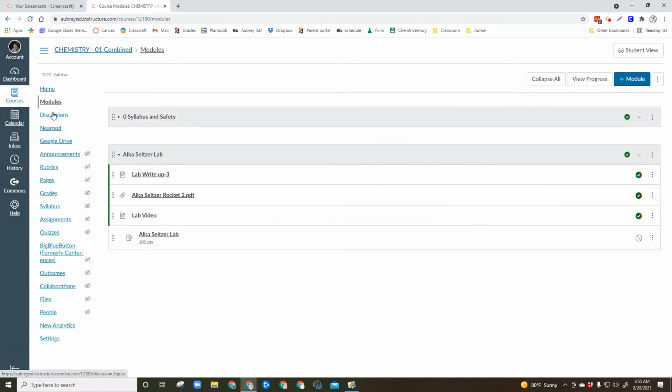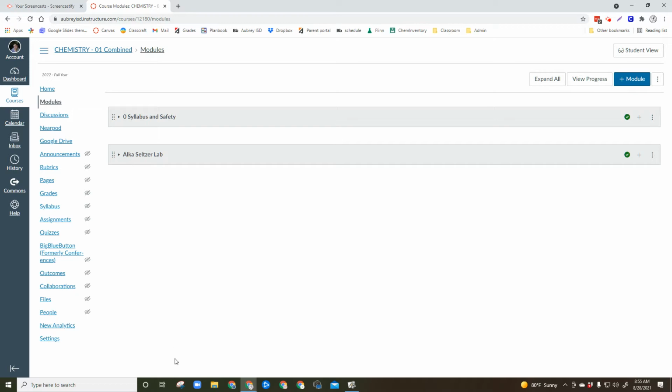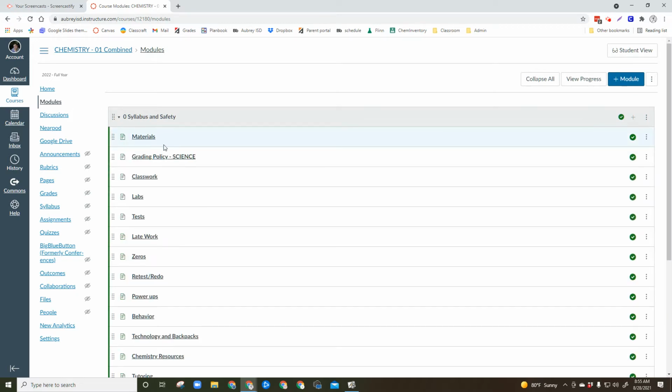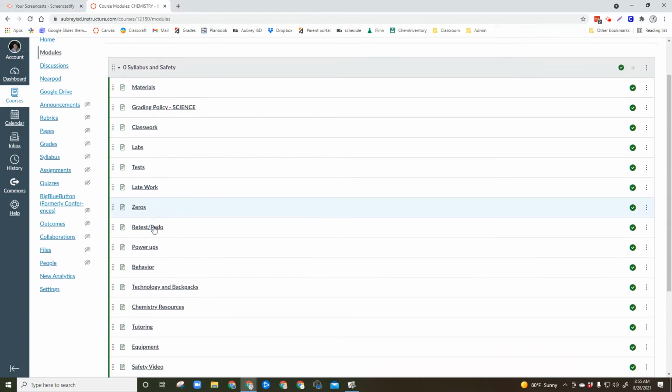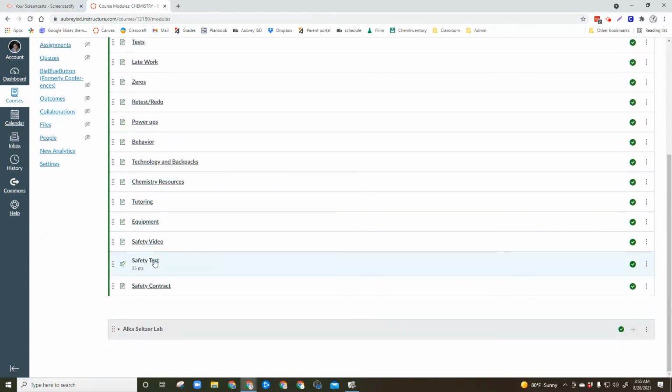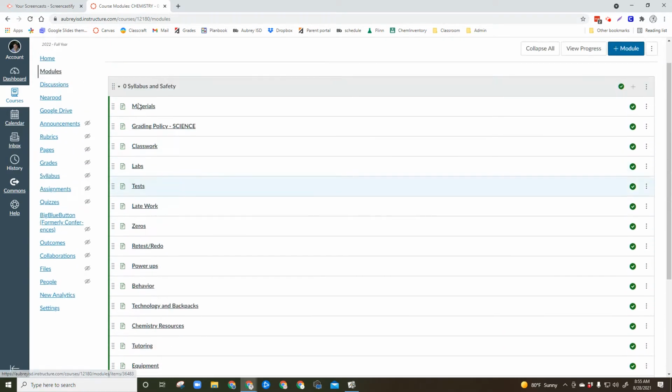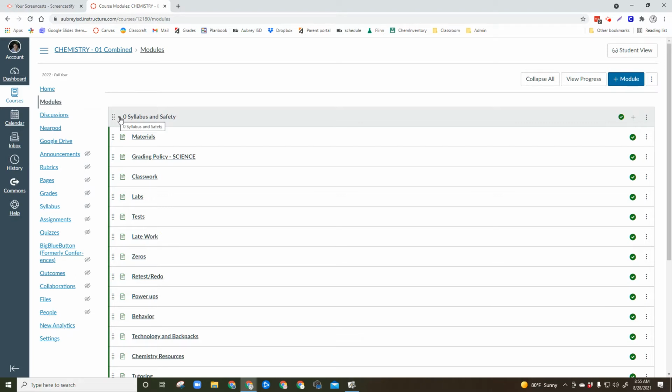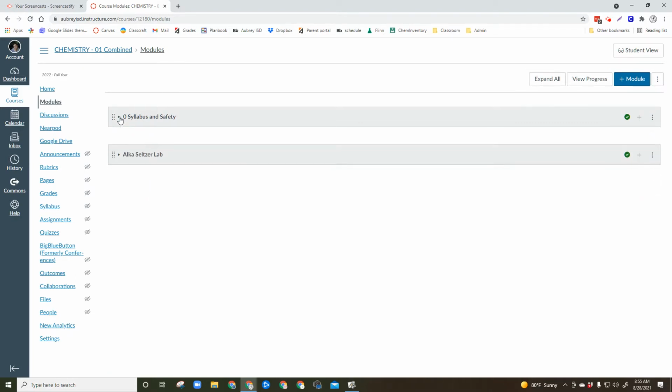Okay, so go into modules, and here's our Alka-Seltzer lab. See these little triangles? You can click these triangles to collapse everything that's under that unit. So we already did the unit on syllabus and safety. Remember, I stepped you through labs, tests, all of this. And then we got down here and we took our safety test. And all I need to do is hand out to you now the safety contract, because everybody made a 30 or better, 30 out of 35 or better on that.